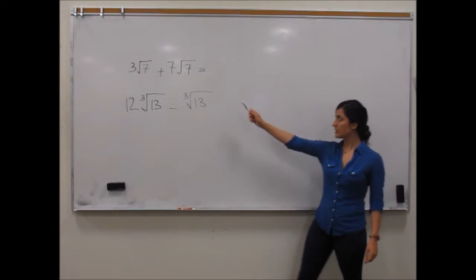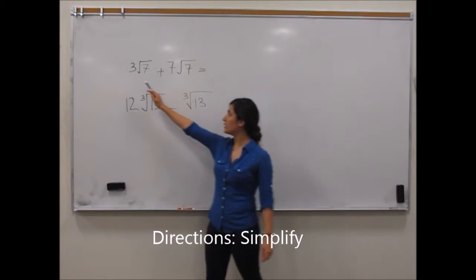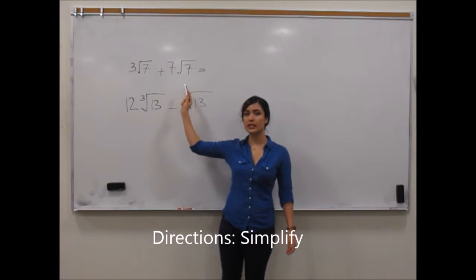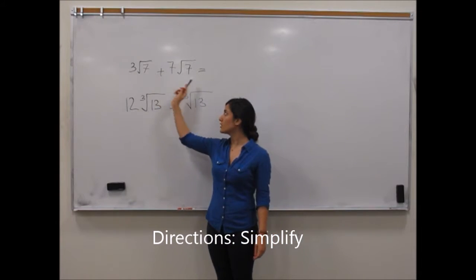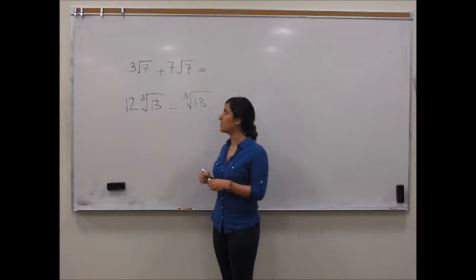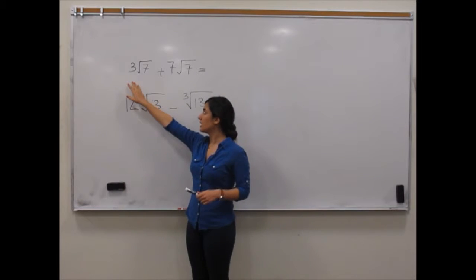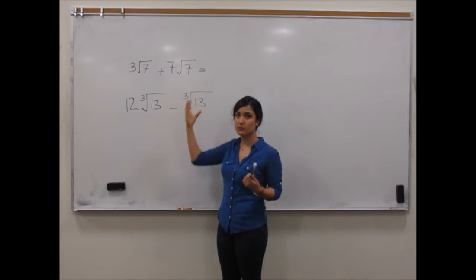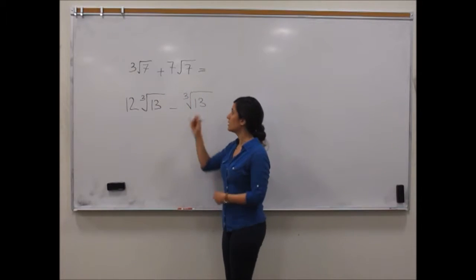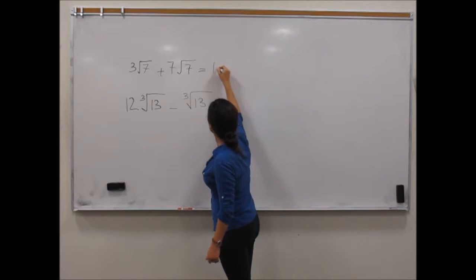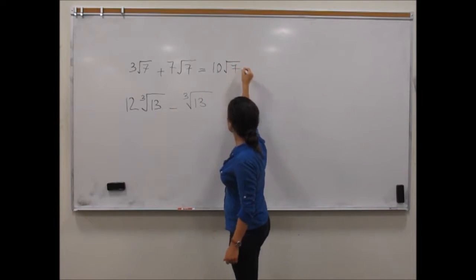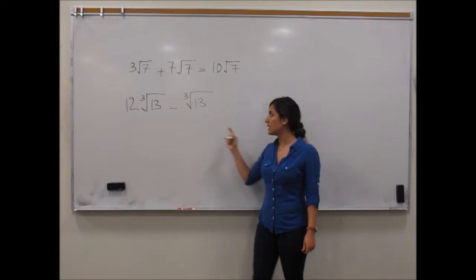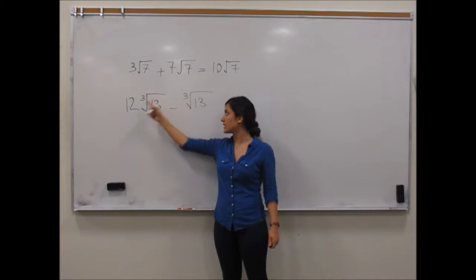So, for example, let's take a look at this example. I have 3 rad 7 plus 7 rad 7. As you can see, rad 7, we cannot simplify it, so we just keep it like that. So step 1 is already done. You can think of it like this: 3 of something plus 7 of something gives me what? 10 of that something. So I would have 10 rad 7.